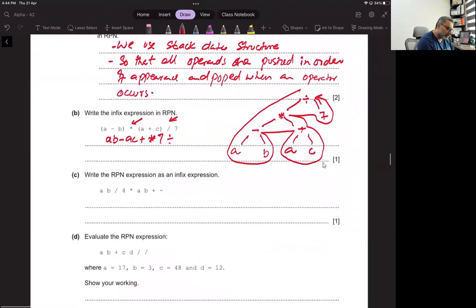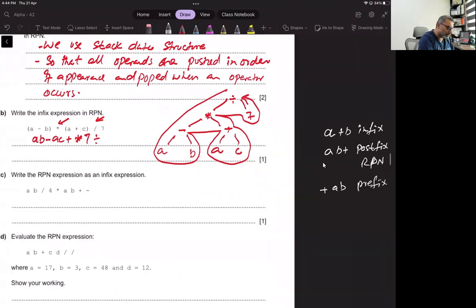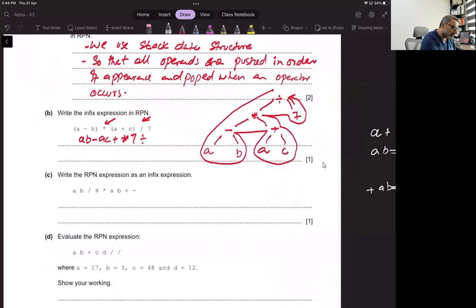Write reverse Polish notation expression as infix expression. I hope that you remember that if we write a plus b, this is infix. If we write ab plus, this is postfix, which we call RPN. And then if I write plus ab, this is prefix. So they are calling for infix notation.